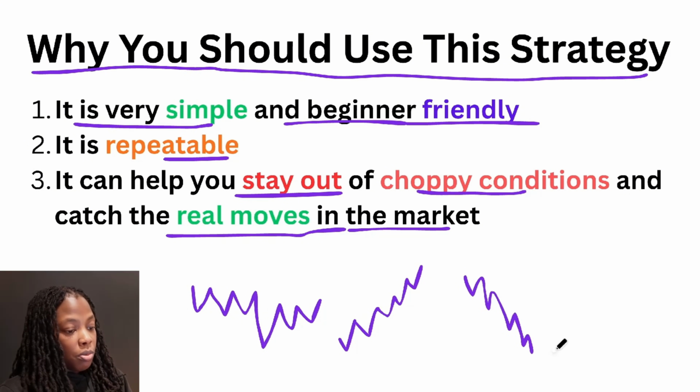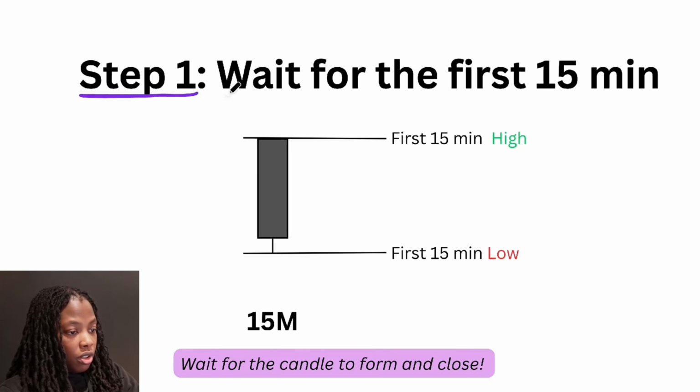So I'm just going to be showing this strategy in simple steps so you can see how it's executed, and you can also practice it and implement it in your own trading. Step number one, you want to wait for the first 15 minutes to play out. I trade the New York session.